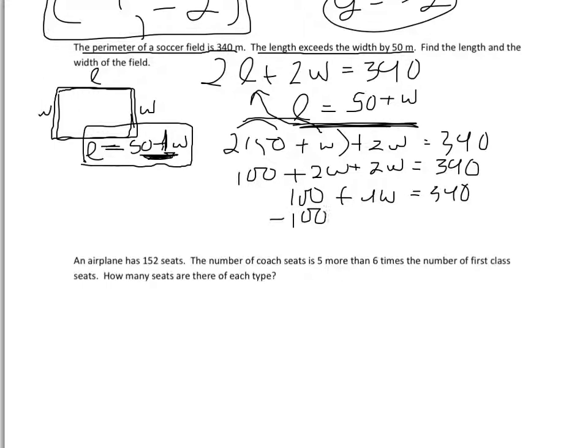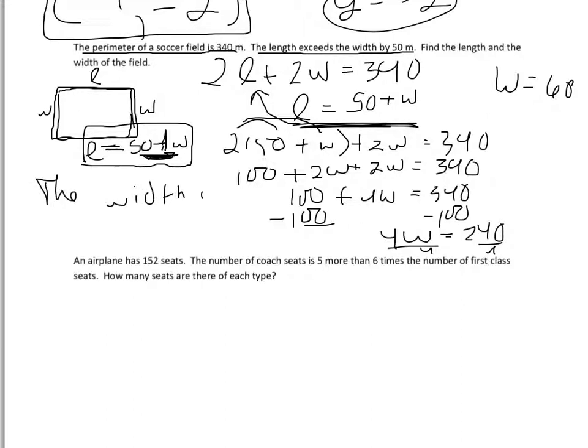Subtract our 100. So we get 4W equals 240. And divide both sides by 4, and we get W equals 60. So that tells us the width is 60 meters. Now we need to find the length as well.